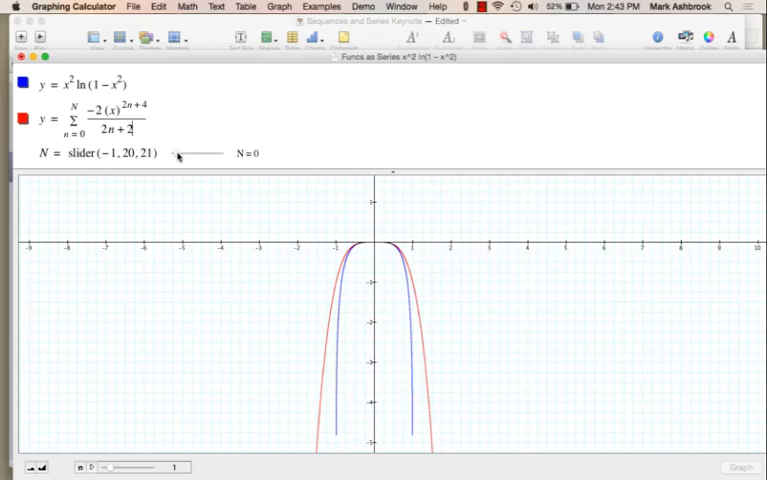Okay, so this is just the first term of this. We think of this as an infinite polynomial. If I just take the first term, I get that right there. If I take the first two terms of that infinite polynomial, I get that, the red. First three, okay, something's wrong. It's getting worse, not better.